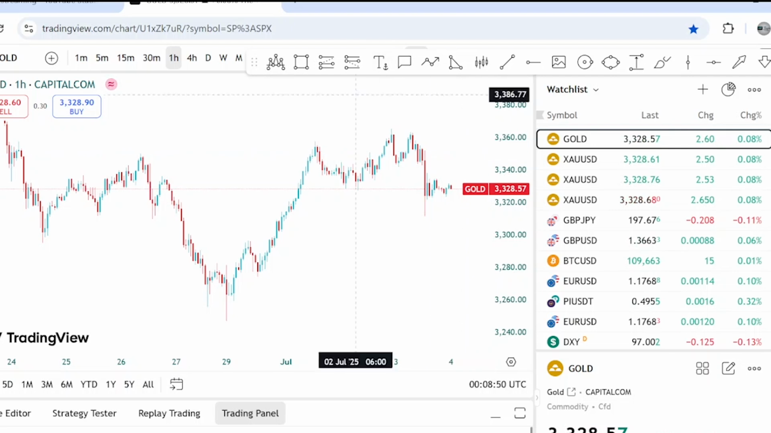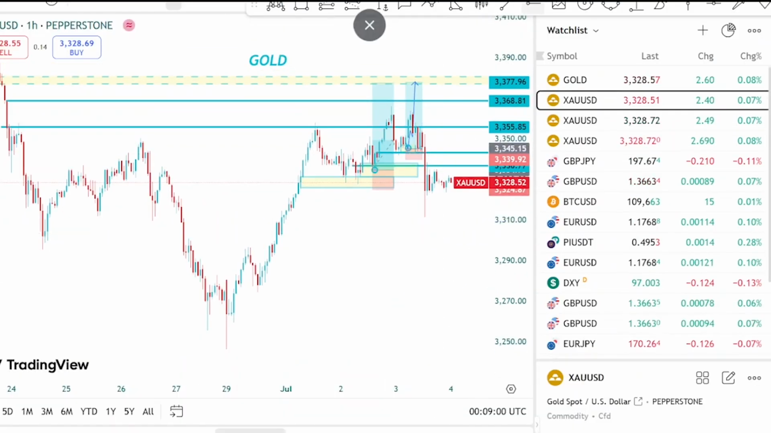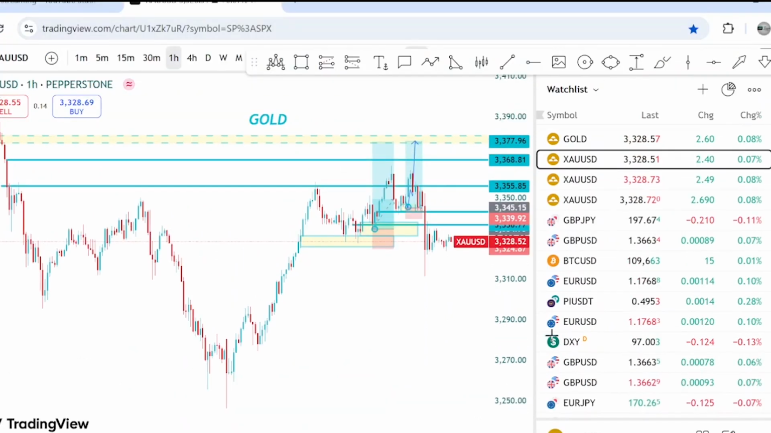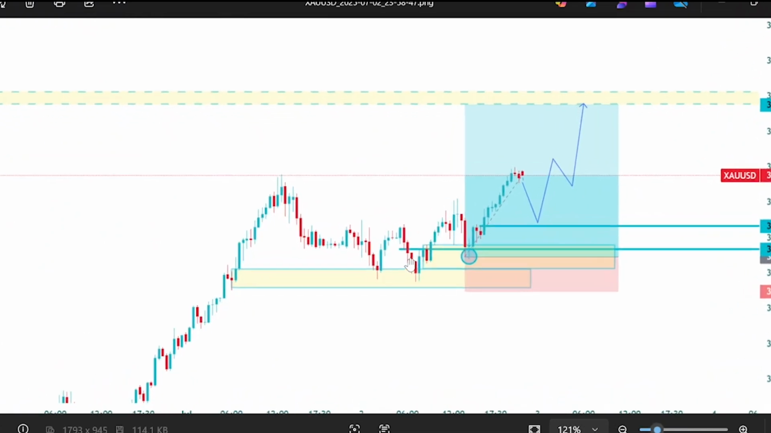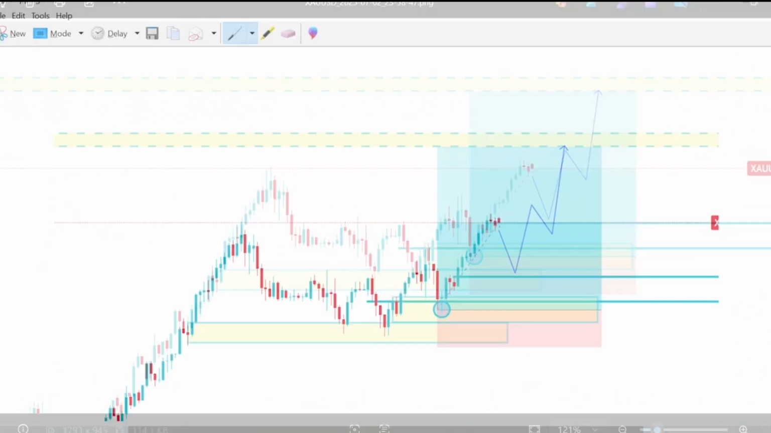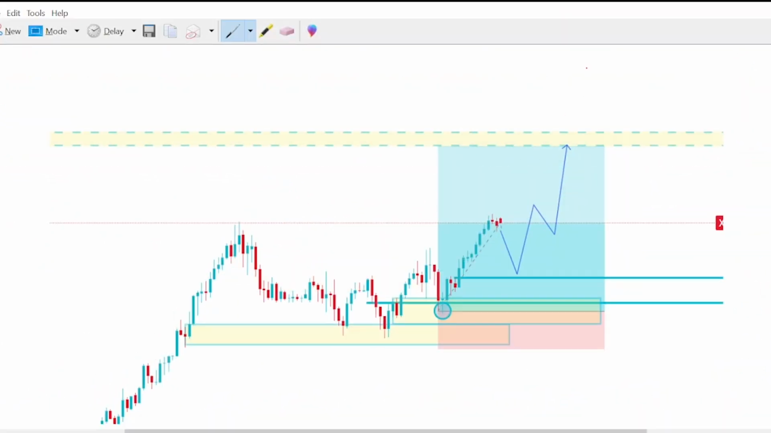Remember from the pre-market analysis on gold. Last night, let me go back to the screenshot that we took. We had the market from this area moving up. This is what we had last night. We're expecting the market to continue in the uptrend.